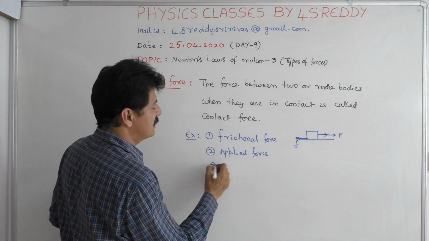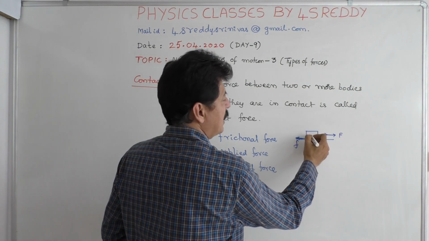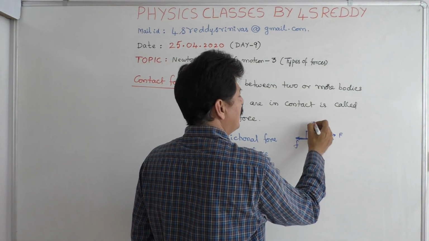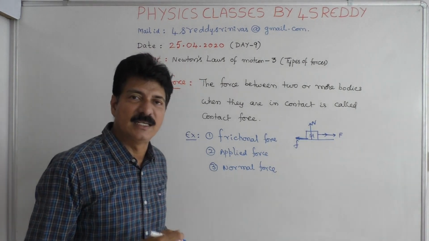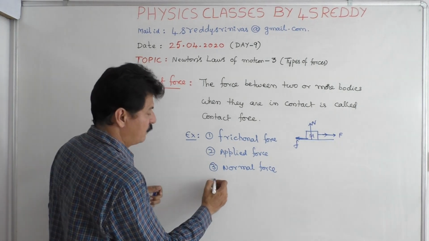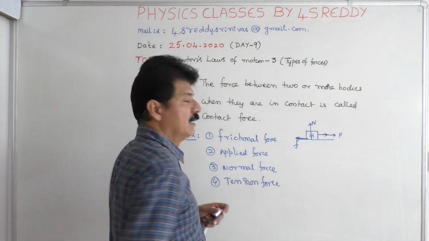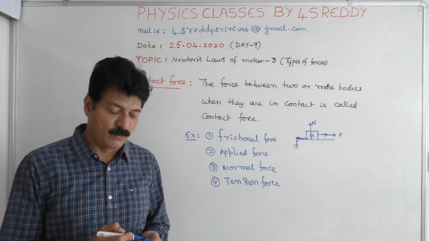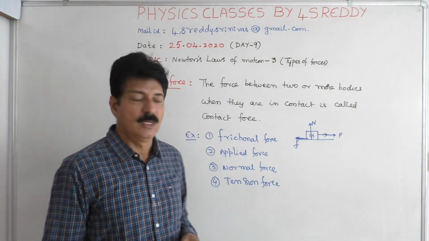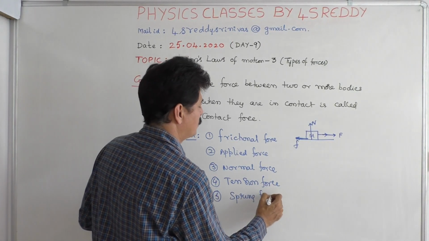And the third one is normal force. Normal force means when this object exerts a force on the ground, in turn the ground will also exert an equal and opposite force, which is nothing but normal force. Like that, frictional force, normal force. The next one is tension force, which exists in the strings. These are all different types of contact forces. That is spring force. All that comes under contact force.